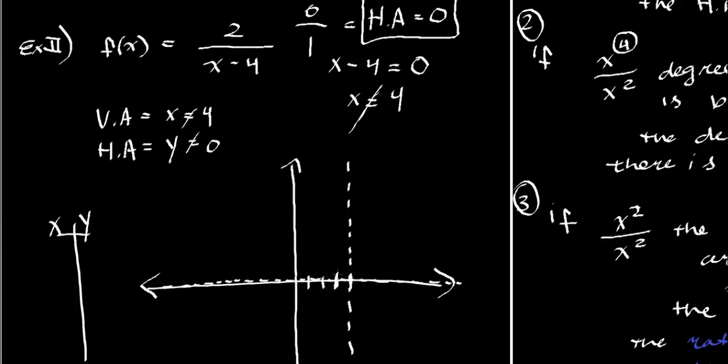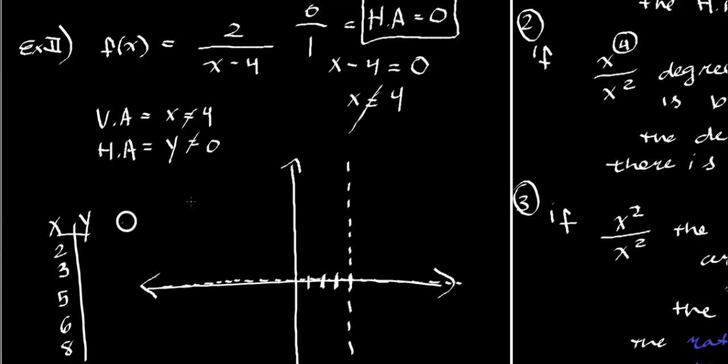So if we pick a 3, let me pick a 2 first. Then I pick a 3. We can't pick a 4 because 4 is what makes the denominator 0. It's our vertical asymptote. Then I'll pick a 5. I'll pick maybe a 6. Maybe an 8 as well.